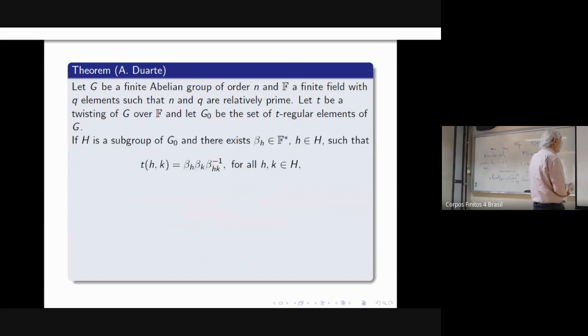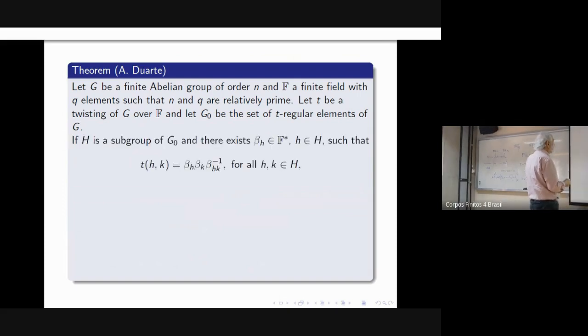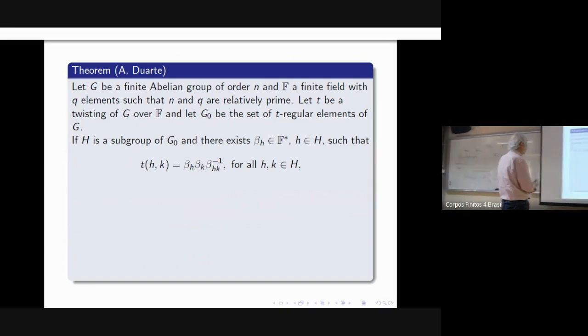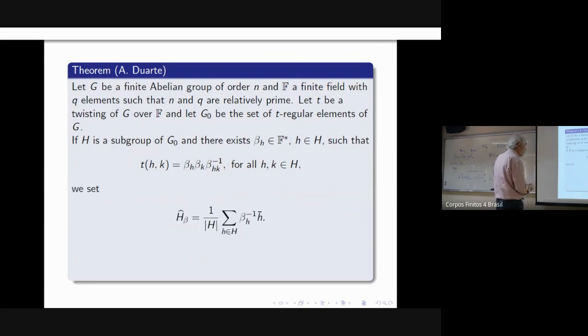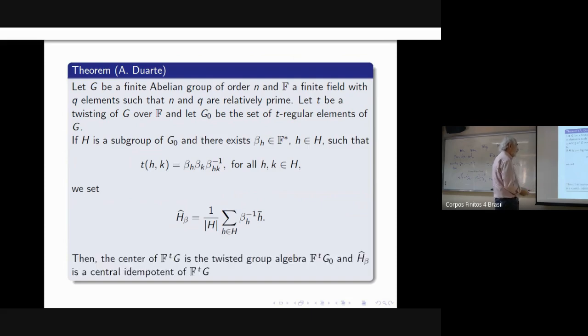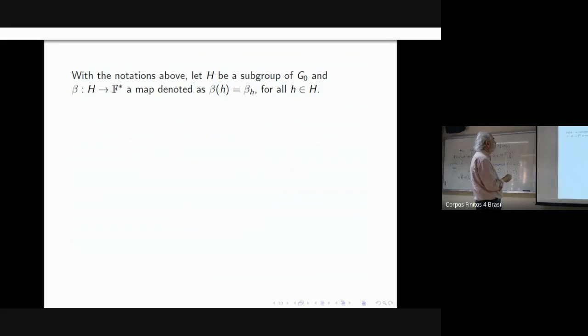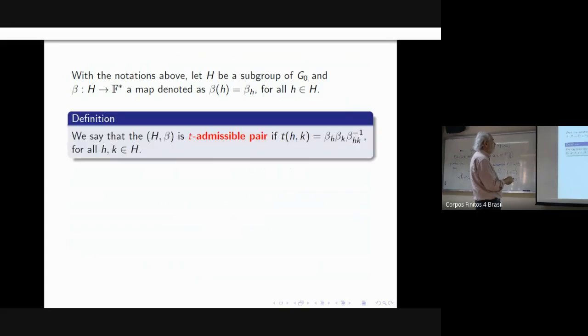So, given a subgroup, assume that you can associate to every element of the subgroup a coefficient in such a way that this happens. This is the twist. If that is so, you construct this element, and this element is a central idempotent of the twisted group algebra. And we say that the pair H and beta, beta being that mapping, is an admissible pair if this happens.